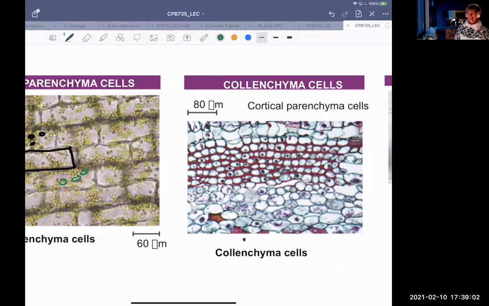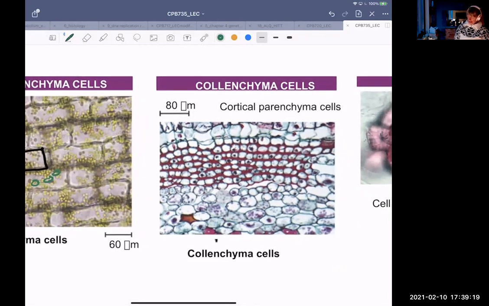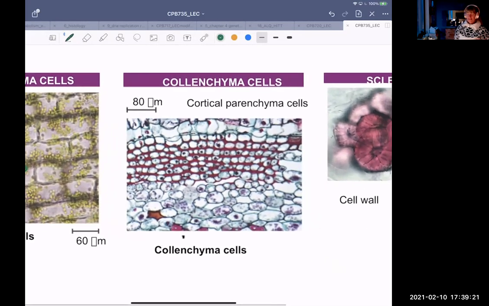They're chloroplasts. So the chloroplast functions in photosynthesis. Yeah, so parenchyma cells function often, but not always, in photosynthesis.